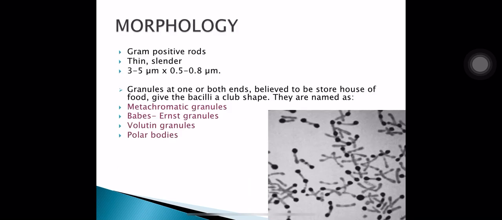Morphology: thin, slender, gram-positive rods, 3 to 5 micrometers long and 0.5 to 0.8 micrometers wide. There can be granules seen at one or both ends, and these granules are believed to be storehouses of food. These granules have been given various names. Since they stain darker compared to the bacterial body, they are known as metachromatic granules. Babes and Ernst worked on these granules, so they are known as Babes-Ernst granules. They are also known as volutin granules, and also as polar bodies as they are situated on the poles.